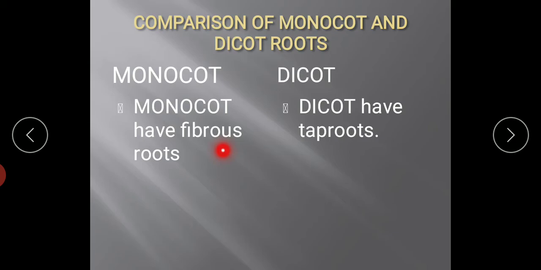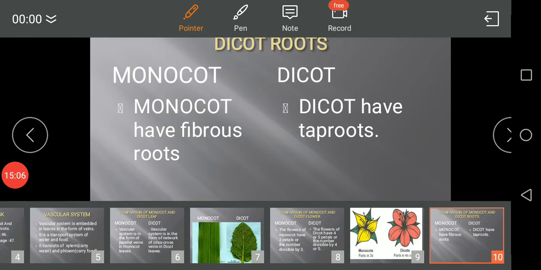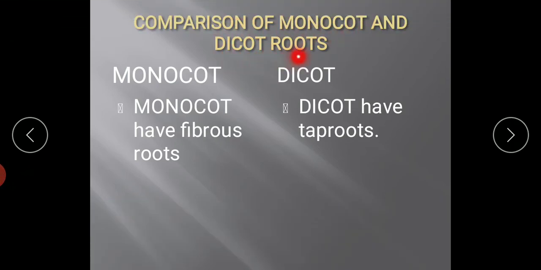It holds the upper layer of the soil, while the taproot has one main root, and it gives some branches and grows deep inside the soil. Fibrous roots don't go deep inside the soil, but taproots grow deep inside the soil. So in the comparison of monocot and dicot roots, monocot has fibrous roots while dicot has taproots. Fibrous roots grow from all the sides and give branches from all the sides, while a taproot has one main root which gives its own branches and grows deep inside the soil.